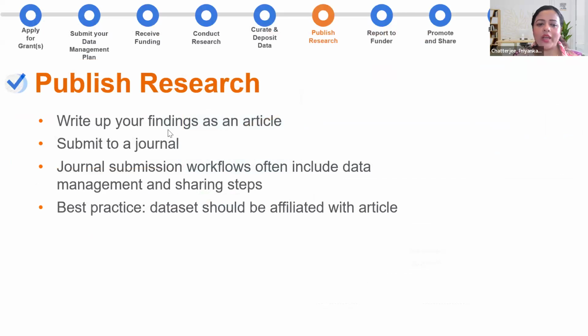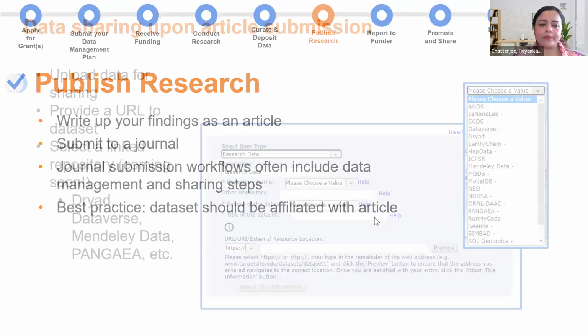Once you have all of that, you publish your research, you write up your findings as an article, and you submit to a journal. Journal submission workflows often include data management and sharing steps as well. This depends on the individual journal you're publishing in. The manuscript management system might have a data management workflow built into it. Then you follow the best practices, and the data should be affiliated with the article, right?